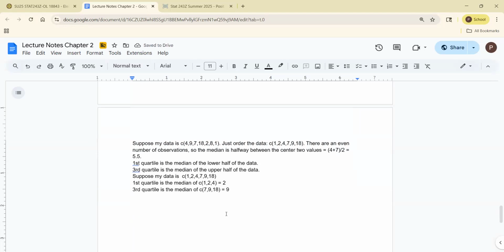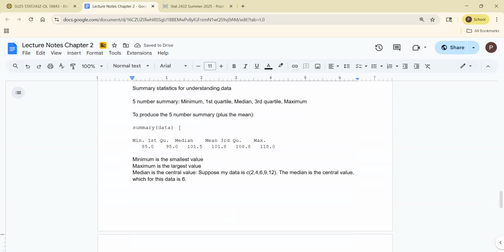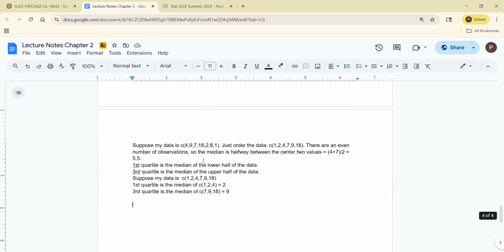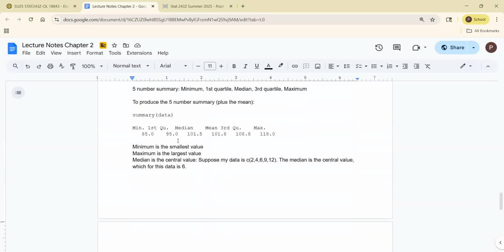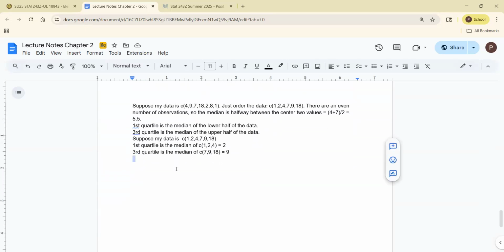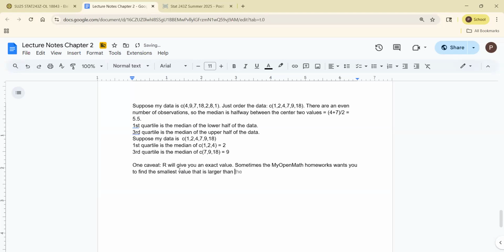Now, R will do all that for you using summary, which is nice, especially when you have 50 observations and you don't want to have to line up 50 observations from smallest to largest. So I recommend that you use R. There is one caveat. R will give you an exact value. Sometimes the Maya Open Math homework wants you to find the smallest value that is larger than the quartile.